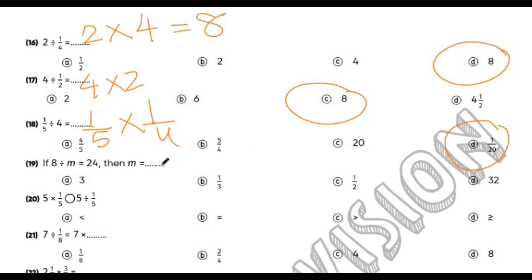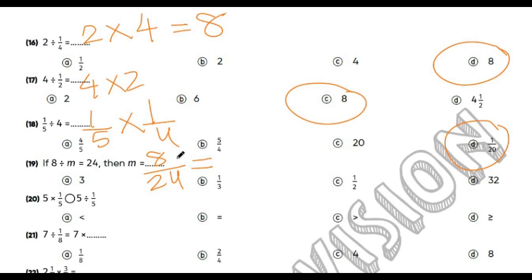8 divided by m equals 24. So to get m we have to divide 8 over 24, because the first number in a division equation is always at the top in a magic triangle. So to get m we have to divide 8 over 24.